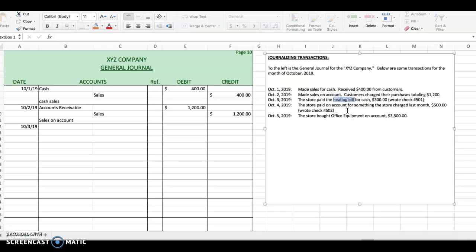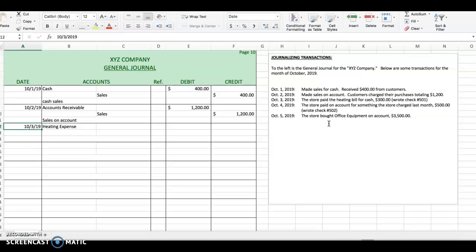The heating bill is probably not the name of the account. The name of the account might be, it's an expense account. This is the cost of doing business. Heating expense is the name of the account. And expenses increase, if you remember again the previous video, expenses will show increases on the debit side. We paid more heating expense by $300, and we paid cash. So now cash is credited because, again, an asset shows decreases on the credit side.